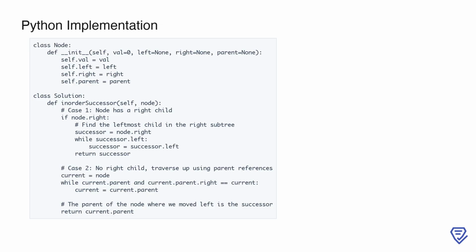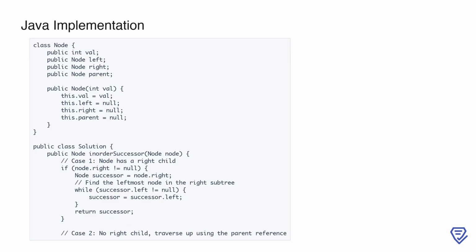The time complexity is O(h), where h is the height of the tree, as we either traverse down the right subtree or traverse upwards to find the successor. Here, we define the structure of the node class, which represents each node in the binary search tree. It contains the value of the node, pointers to its left and right children, and a reference to its parent node. The constructor initializes these fields, setting the left, right, and parent references to null by default.